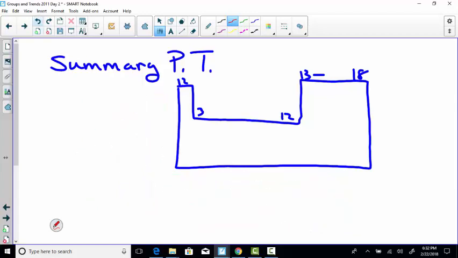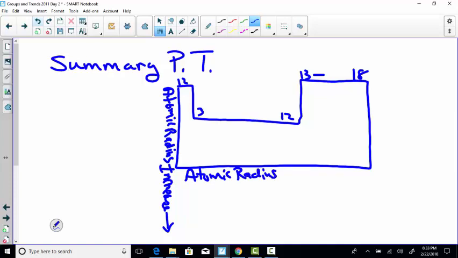Okay? And what we're going to do is we're going to put atomic radius here, and we're going to put increases down. And then we're going to put atomic radius here, and we're going to put decreases as we go across. Okay? Now, again, we're going to add more to this. So this is going to be a summary periodic table that we're going to come back to. So that is our first trend.